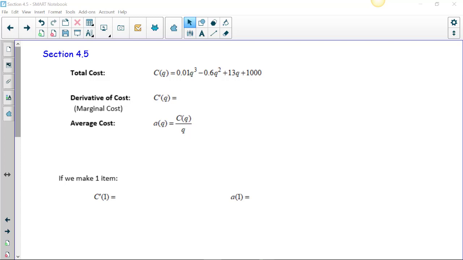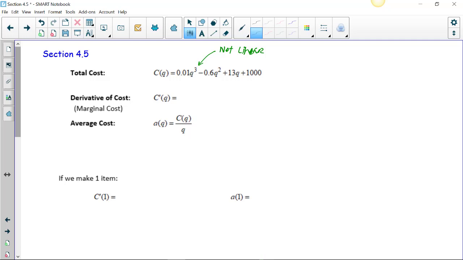Hello everyone, welcome back. We're going to jump back into 4.5 and we're looking at a cost function that is not linear. Okay, in the last video we saw a linear cost function and we said increasing production will decrease average cost. Let's see what happens here.